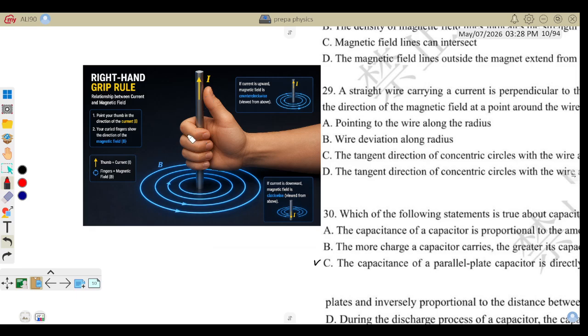Just like with the current inside of it. If there is a current, the right-hand rule can be used to determine the direction of this magnetic field. So the thumb is pointing to the direction of the current, and the curling fingers would demonstrate the direction of this magnetic field.